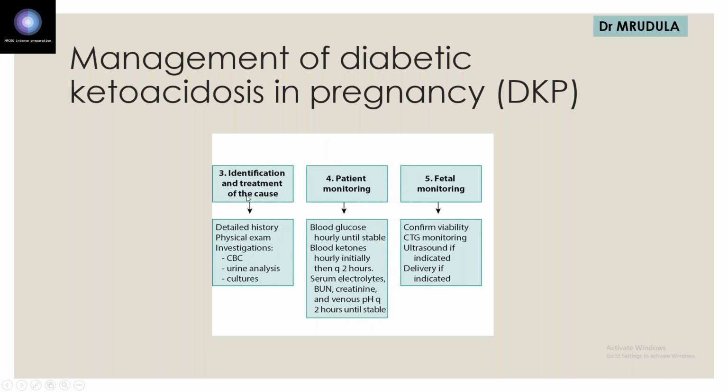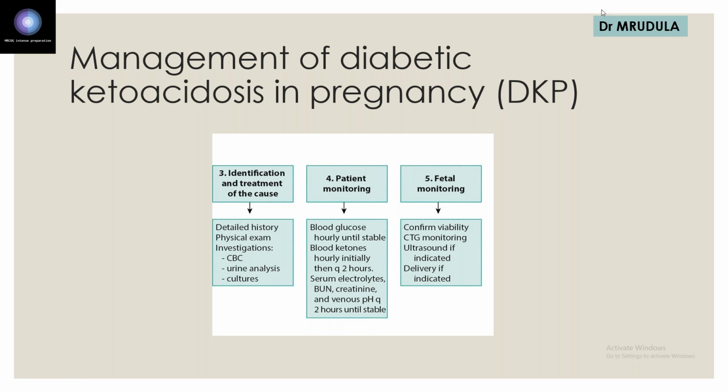Third thing is identification and treatment of the cause. That means you have to find out any precipitating factors, depending upon the investigation, that is complete blood counts, urine analysis and cultures. If there is infection, if there is any tocolysis going on, if there is any corticosteroid therapy going on, if protracted vomiting or hyperemesis is there. So you have to find out the cause and correct it.